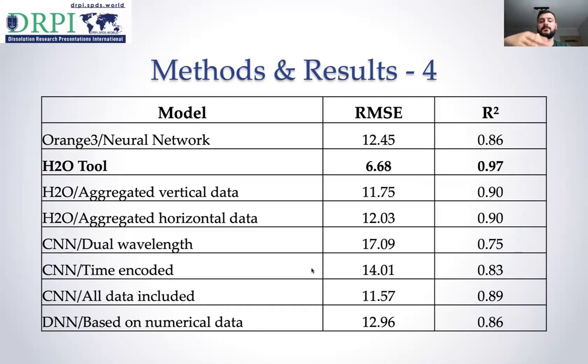With this model, I achieved an R square of 0.89 with an RMSE of 11.57. So, in general, these results demonstrate the potential of these models in learning and predicting the dissolution profile with high accuracy.